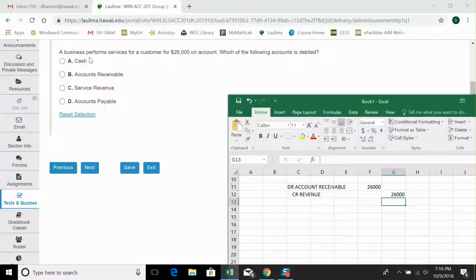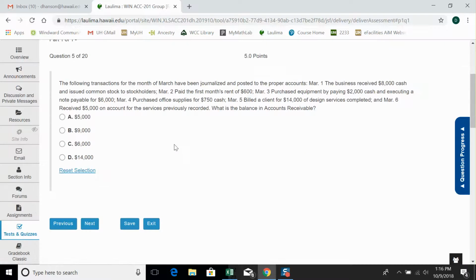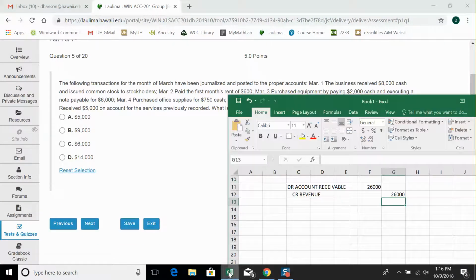So let's see. It's not cash. We know it's accounts receivable. Service revenue is actually getting credited, so you can rule that one out. And accounts payable is irrelevant. There's nothing relating to accounts payable. So I'm going to click on B here. Accounts receivable gets debited. Okay, here's question 5.